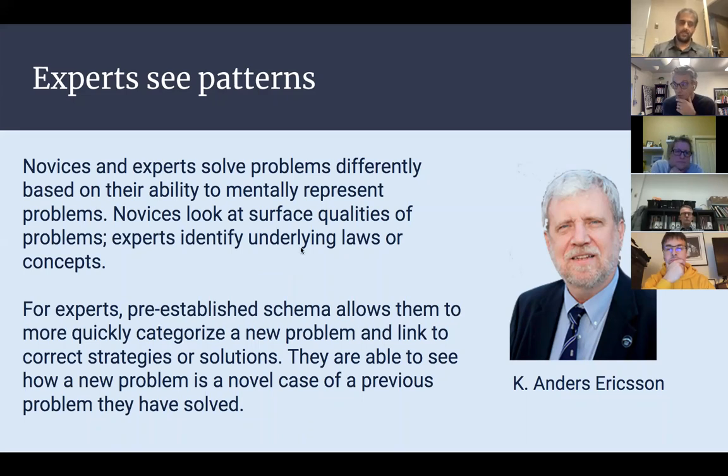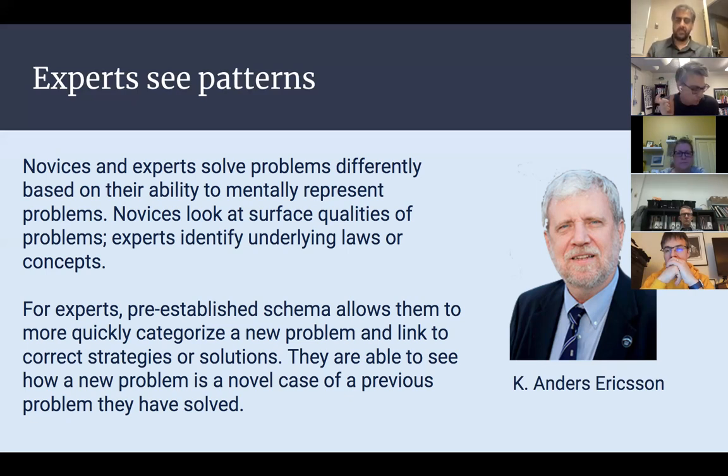So for experts, pre-established schema allows them to more quickly categorize a new problem and link to correct strategies or solutions. They're able to see how a new problem is a novel case of a previous problem. So it's not as though any expert is a better problem solver. We go back to our Canadian history example. It's not as though they have developed some general thinking skills that others don't have. It's that they have drawn on and built the ability to see underlying concepts when they approach a historical document or text. And that all shapes how they approach this new situation. If you think of a car mechanic, same thing. They're drawing on all their past experiences and knowledge.